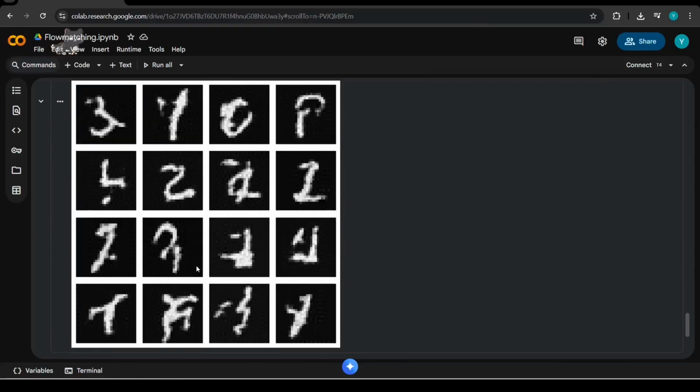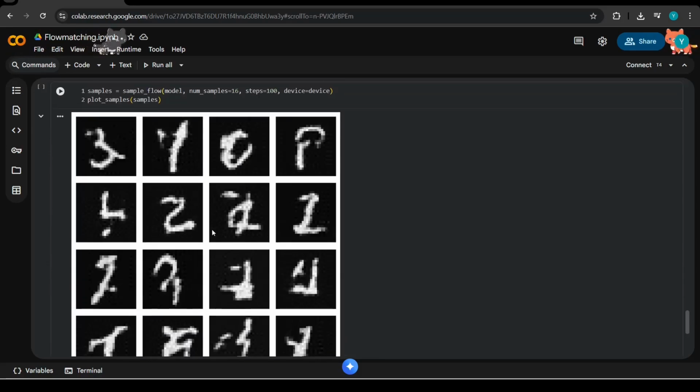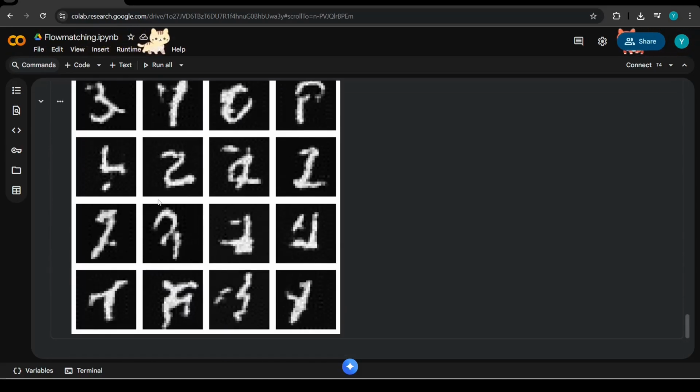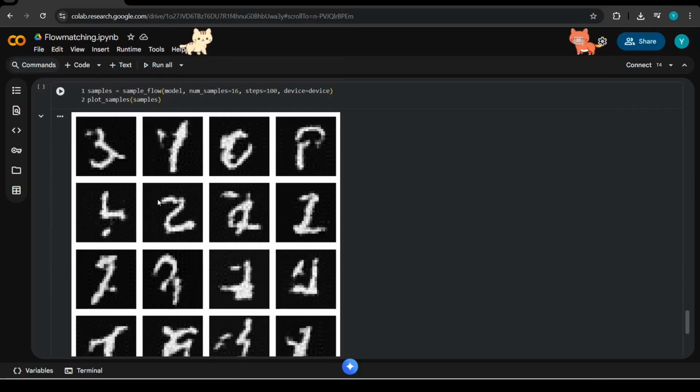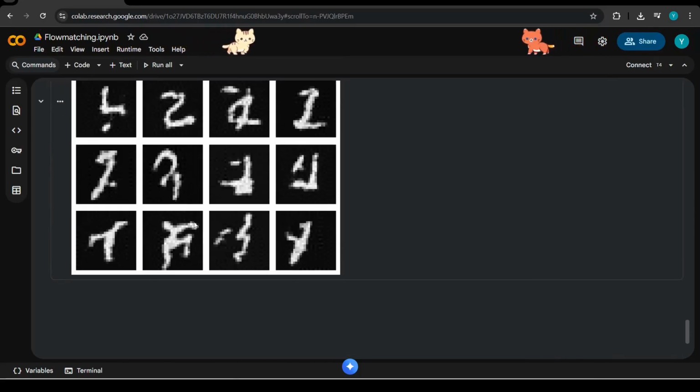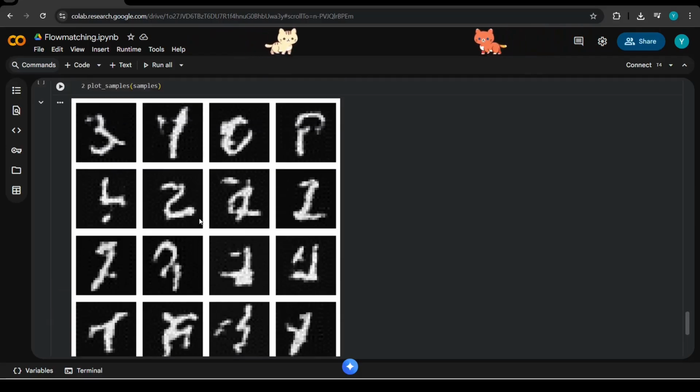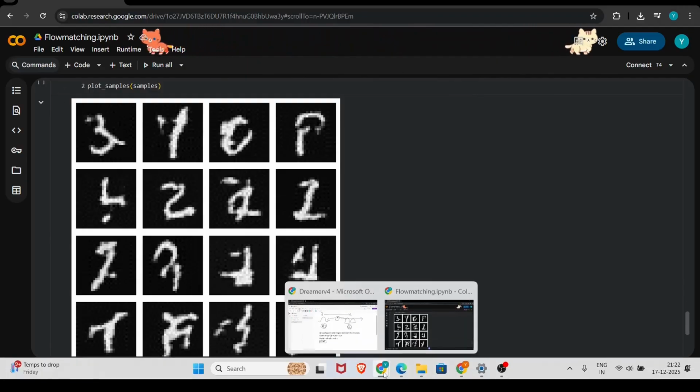So we can see it was able to learn the distribution from the MNIST dataset. This is the MNIST dataset. It is not so clear because I have used a simple architecture, but we can see it was still able to learn this whole distribution using flow matching. You can see this is 2, this is 4, this looks like 1. So this works. So thank you for watching this video.